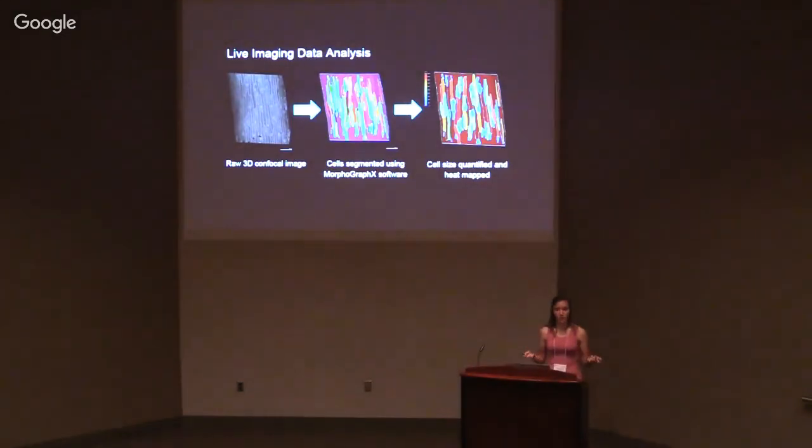So then how do we actually extrapolate and gain insight from live imaging? Well, we start with the raw three-dimensional confocal image like the ones that I just showed you. And then we use a software called MorphoGraphX to segment the cells. MorphoGraphX allows us to make quantifications of things like cell size and cellular growth rate, and it allows us to create heat maps of those quantities. On the right, the darker reds correspond to a larger cell size, and the darker blues correspond to a smaller cell size.